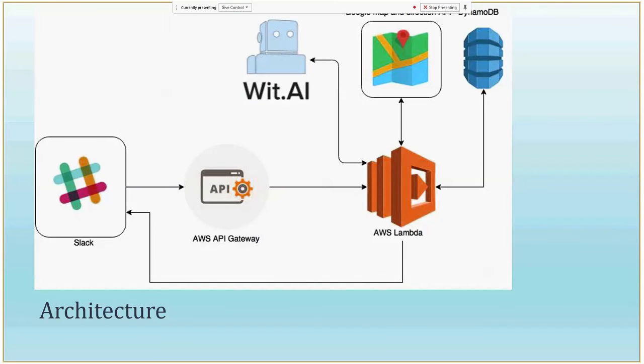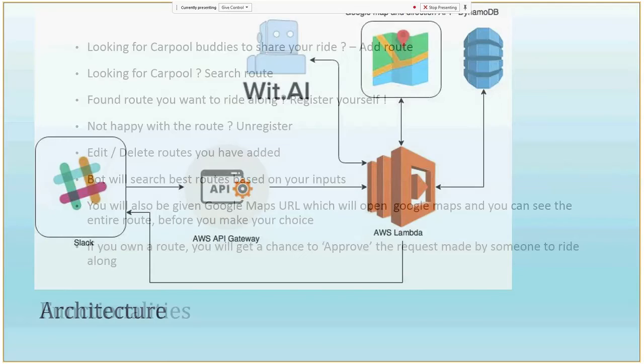So this is the overall architecture. From Slack, we have configured API Gateway endpoints for interactive messages and as outgoing hooks, which in turn talk with our Lambda functions. And from Lambda functions, we call Google Maps APIs or the Wit.ai APIs, or again some Slack APIs. We use DynamoDB as our backend.